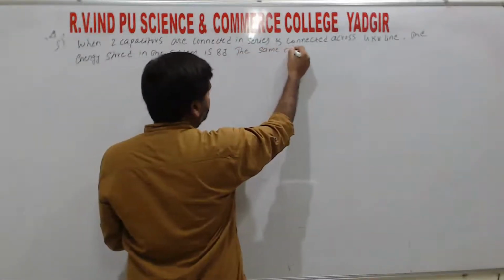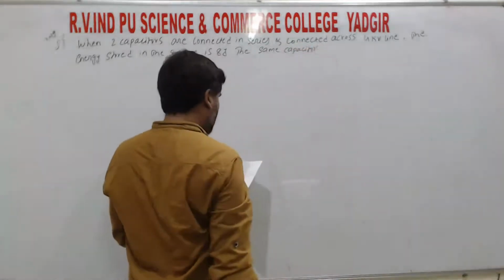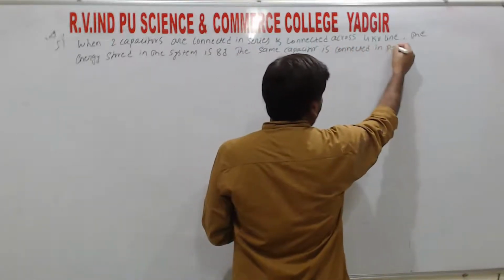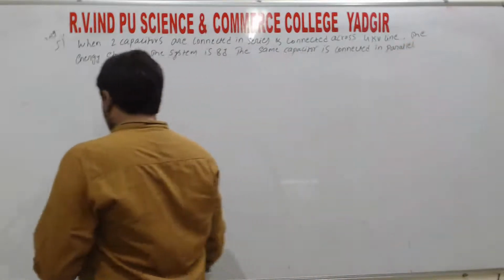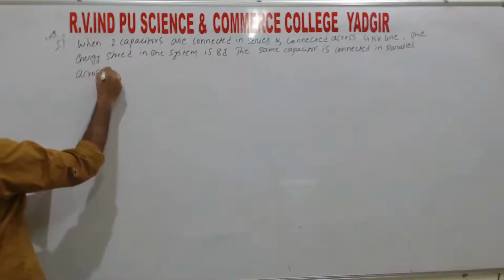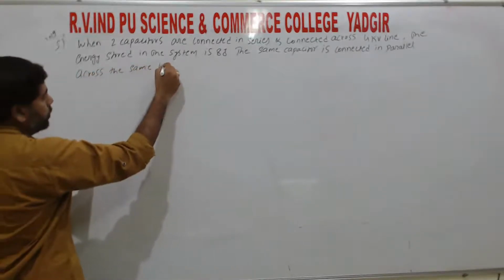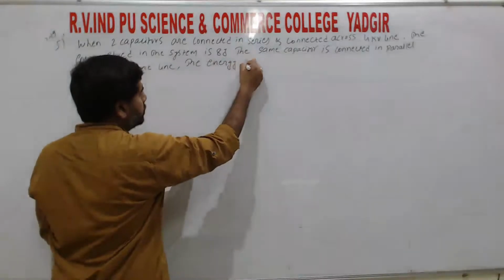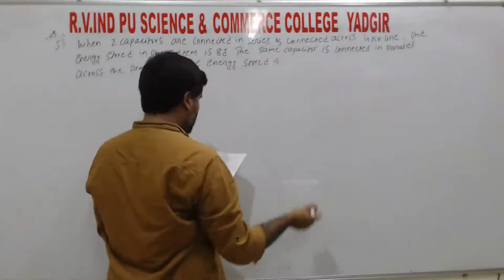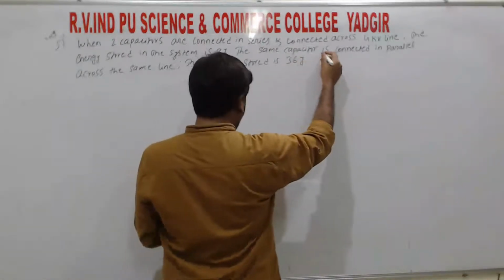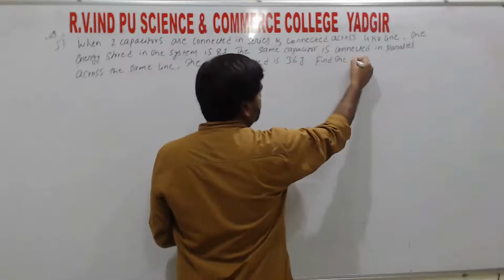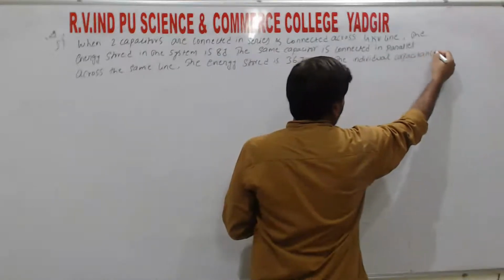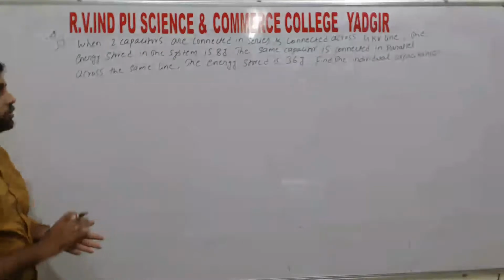The same capacitors, when connected in parallel across the same line, the energy stored is 36 joules. Find the individual capacitances. So this is one more problem, right?